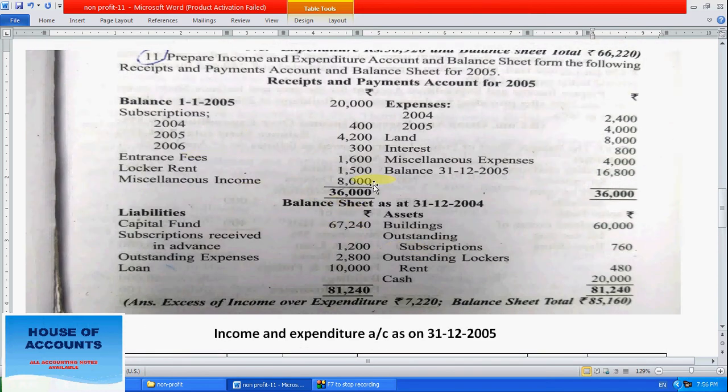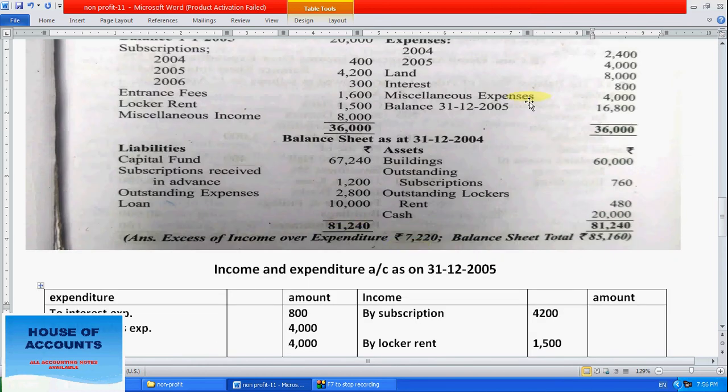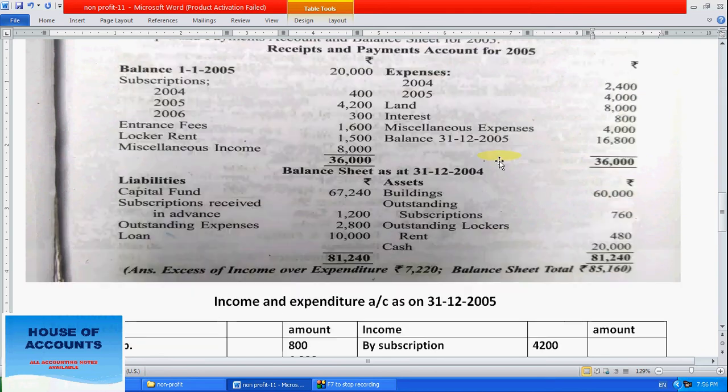Now let's come to the balance sheet. There is a building, 60,000. Building is an asset, don't take it. Outstanding subscription 760 is here, but we have only received 400, which means 360 is still pending, and we have to receive it. So let it be. This will come into the closing balance sheet.